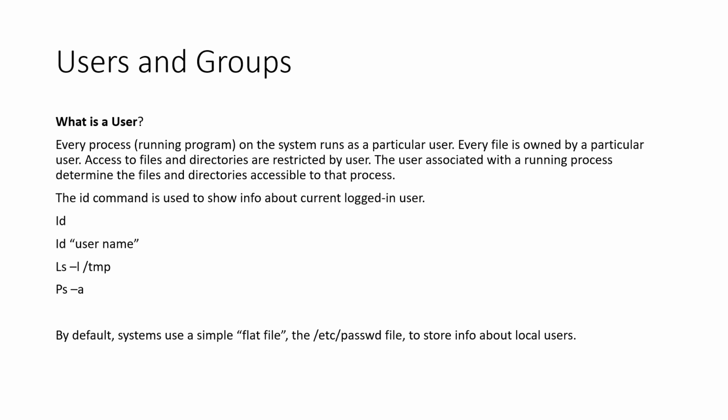So let's see what are users and groups in Linux. Okay, what is a user? Every process, running program, on the system runs as a particular user. Every file is owned by a particular user. Access to files and directories is restricted by user. The user associated with the running process determines the files and directories accessible to that process.